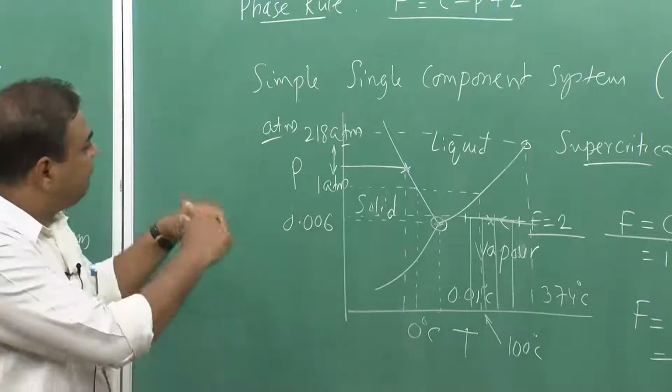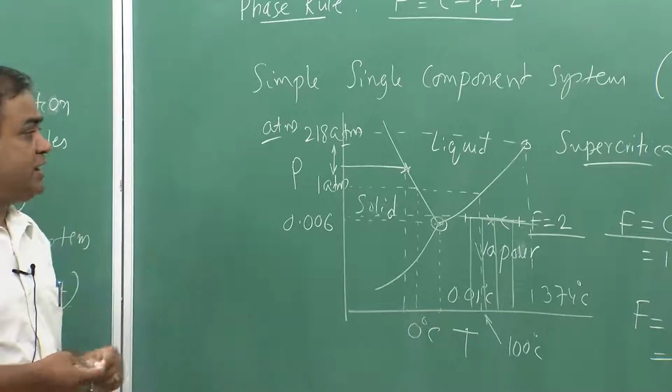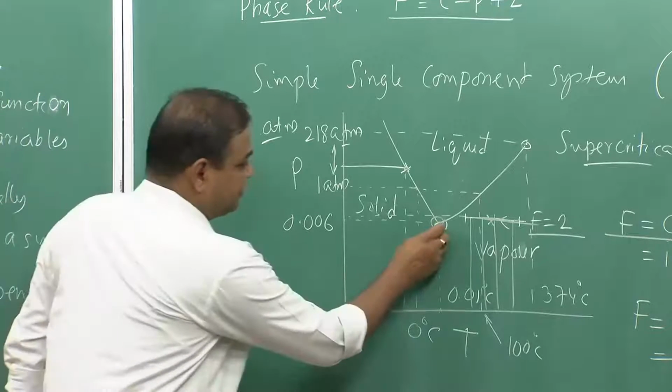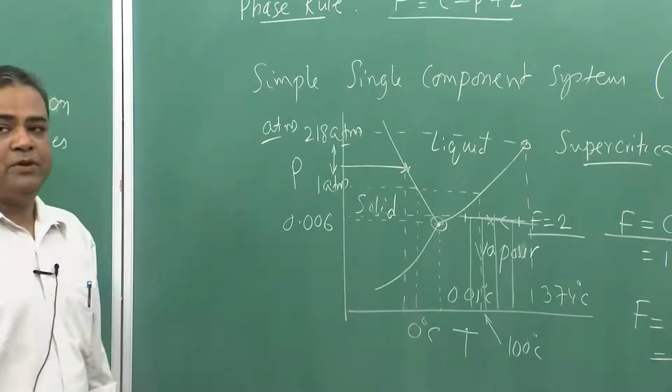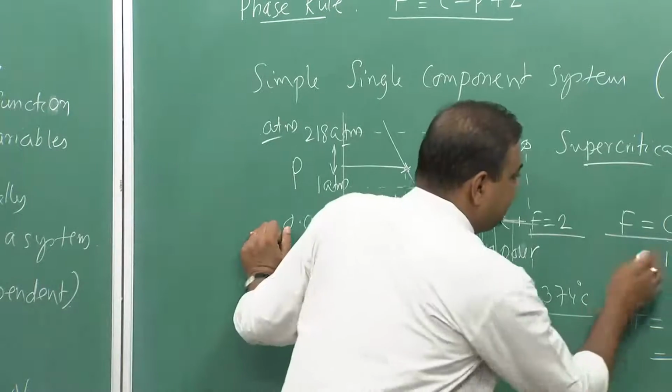So, that way we can find out what would be the degrees of freedom at different points on this particular diagram, but the interesting one is this where the degrees of freedom becomes 0. And this point is also called the invariant point.